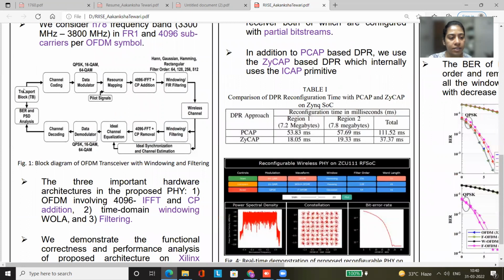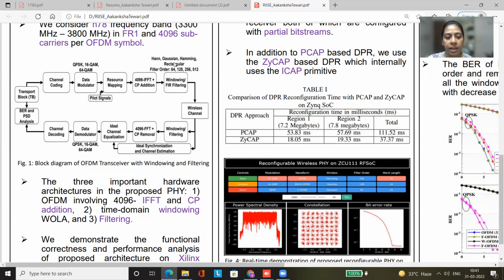In our proposed block design, we are using the transport block to generate the bits which are to be transmitted. They pass through the channel encoder and then through the data modulator, which converts them to complex symbols, and the resource mapping block maps these complex symbols to subcarriers. This is followed by OFDM modulation, which comprises 4096 IFFT and CP addition and either windowing or filtering blocks.